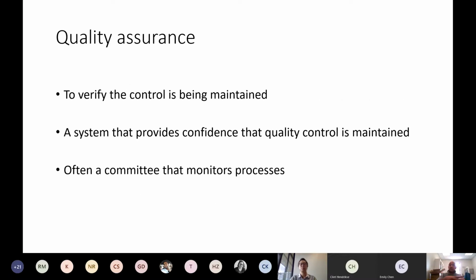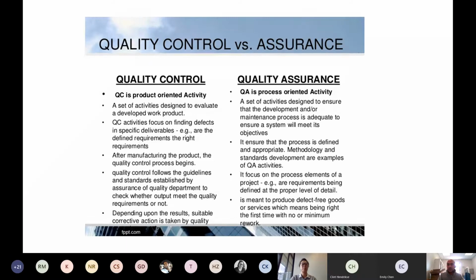Quality assurance is to verify that all the different quality control processes are being maintained. This is often a committee and it monitors processes. So this is at a higher level. And then these are the differences. I think it's important to understand where quality assurance and control fit in and how they are different to continuous quality improvement. Continuous quality improvement is we decide on what is important, we set targets, we measure where we are, and we try and work our way there.